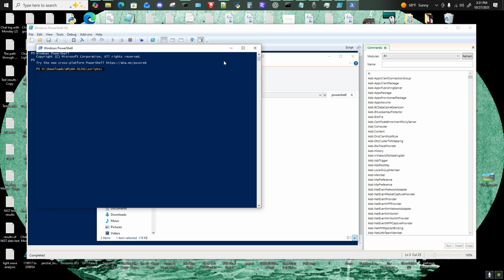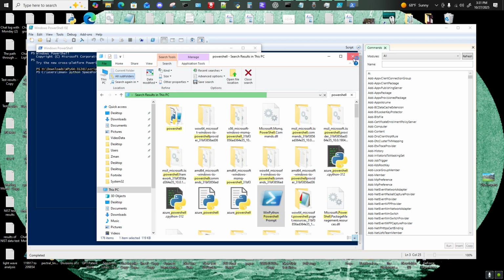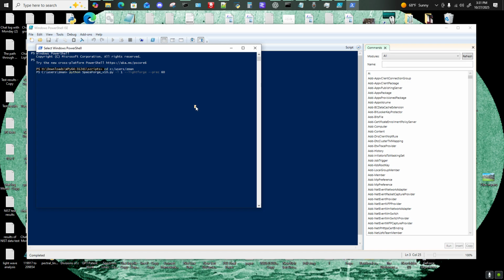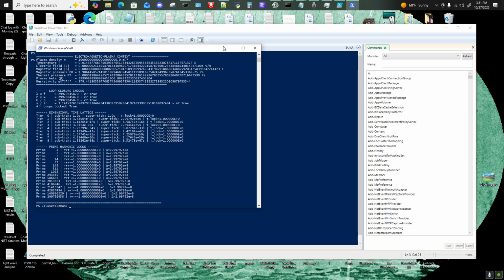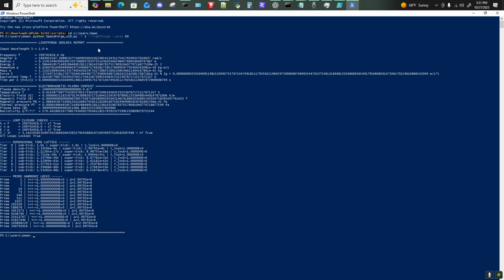All right, here we go. So now we're finally going to go to 1 meter here. Sorry about that, I had PowerShell pulled up here. So there we go, this is the calculations for a wavelength of 1 meter.